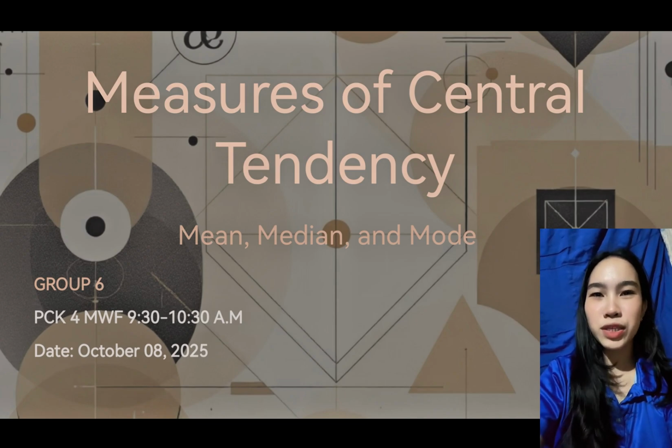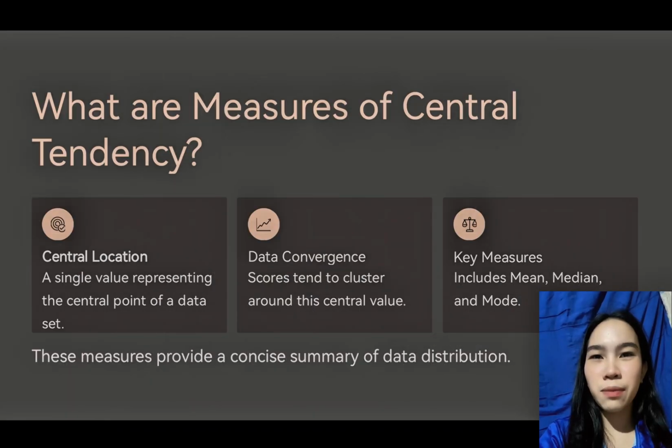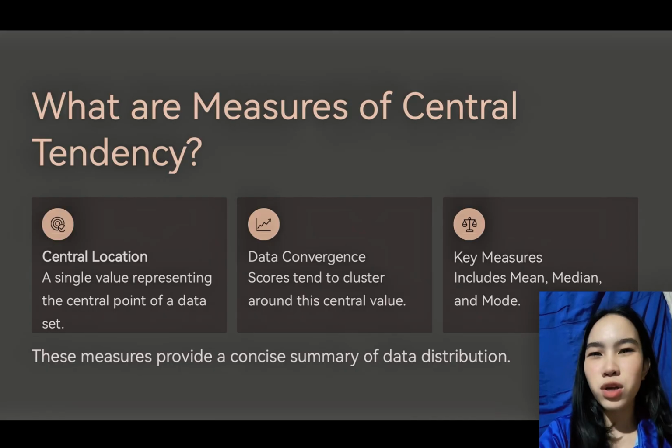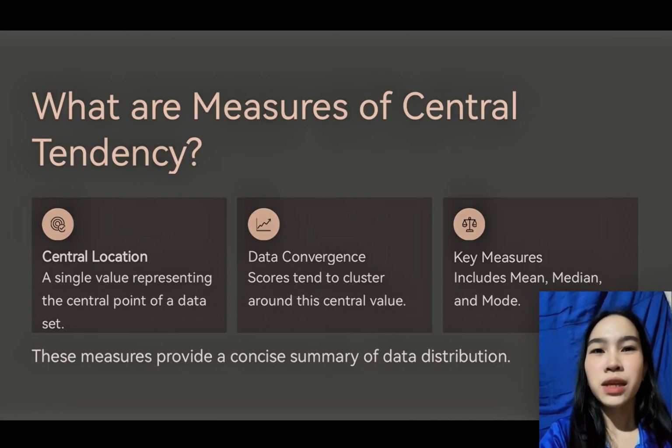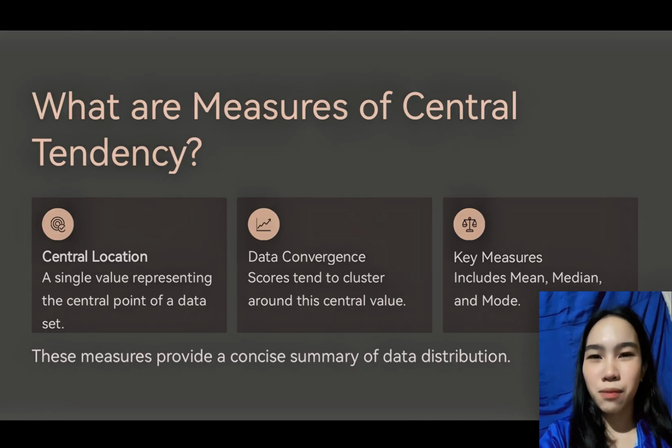The topic is all about the measures of central tendency. It's about finding the average or typical value in a set of data. It helps us understand the overall pattern of information by showing where most of the numbers are centered. This topic includes three main types, which are mean, median, and mode, which represent the average, the middle value, and the most frequent value in the data.